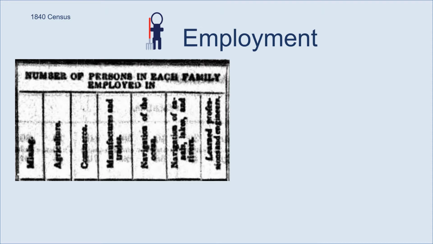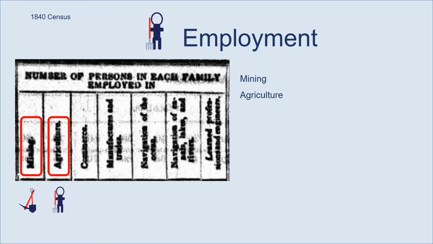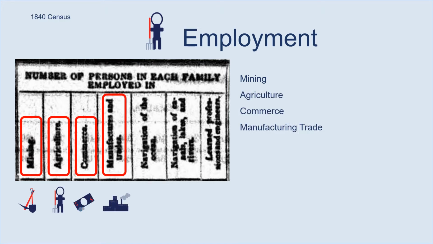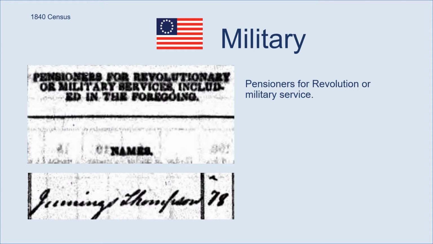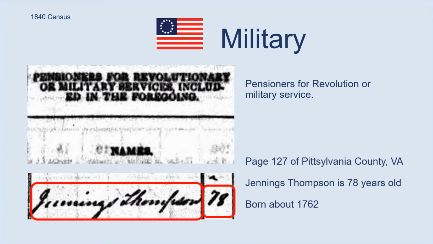Employment. We do not learn the exact trades, but we learn how many people were employed in the following categories: mining, agriculture, commerce, manufacturing, navigation of the ocean, navigation of canals, lakes, and rivers, and learned professional engineers. Military pensioners for revolution or military service. On the second part of page 127 of Pennsylvania County, Virginia, we see Jennings Thompson. He is 78 years old. This means he was born about 1762.